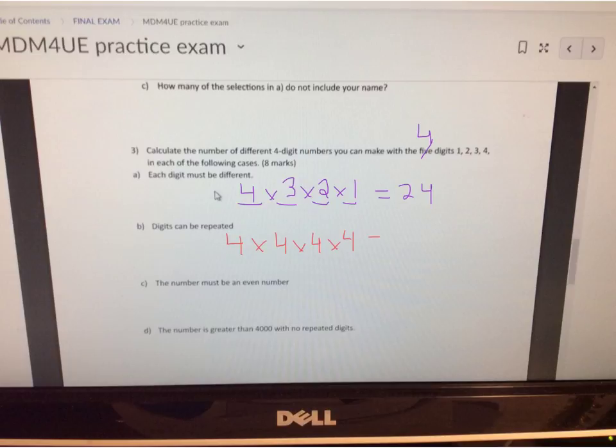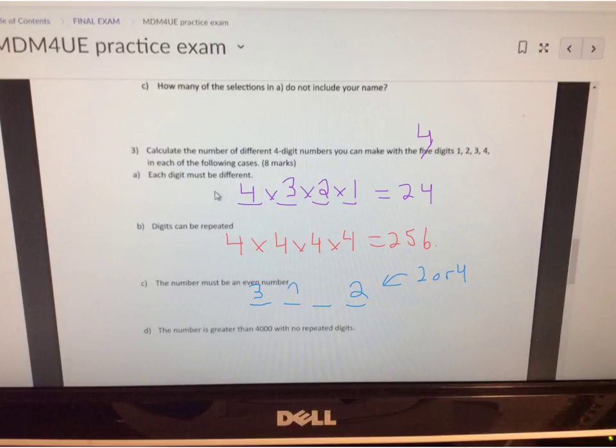I think that's 256, 16 squared, right? So if the number must be an even number, then what we're going to do now is, here's our 4 blanks. We're going to start at the other end because only 2 numbers can go at the end and still make this an even number, right? It has to be the 2 or the 4, or else it's not an even number to begin with. So I've already used one of those numbers there, which means I've got 3 to use here.